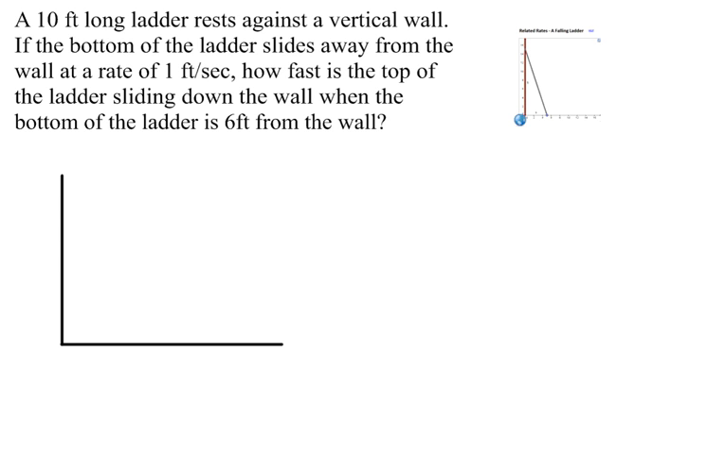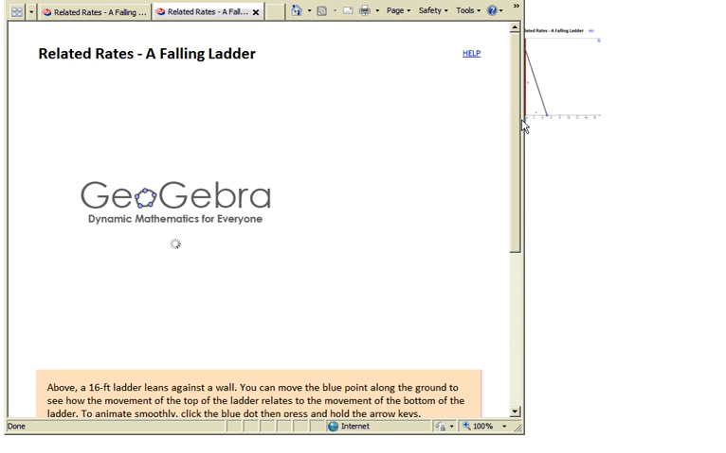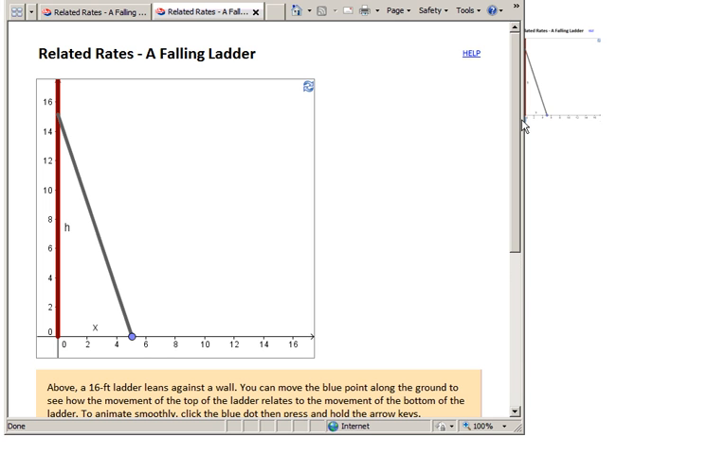A ladder slipping down a vertical wall is a classic calculus related rates problem. Before we go and do this problem though, first I want to explore what happens when a ladder slips down and why this would be an interesting problem.